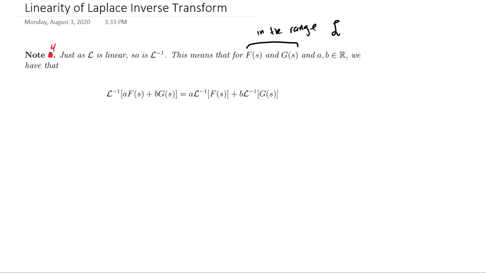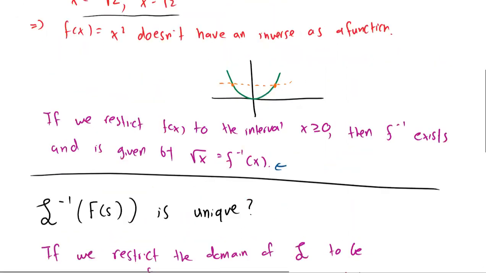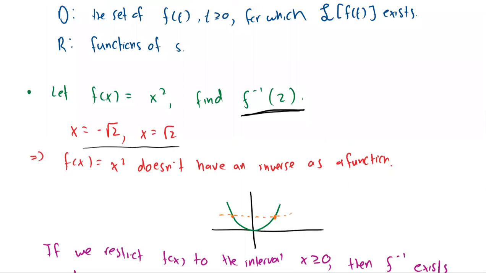So we talked about how, since the Laplace transform is a function, we can ask about its inverse. Now, we gave an example about how functions don't necessarily have inverses, right? So we gave an example of f of x equals x squared. Since this function is not invertible, it's possible for the problem f inverse of something in the range to have more than one answer, right? We don't want that. We want there to be exactly one answer.